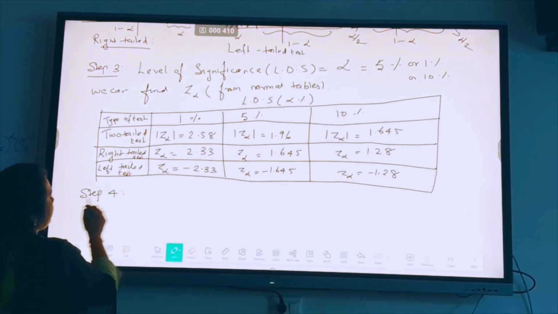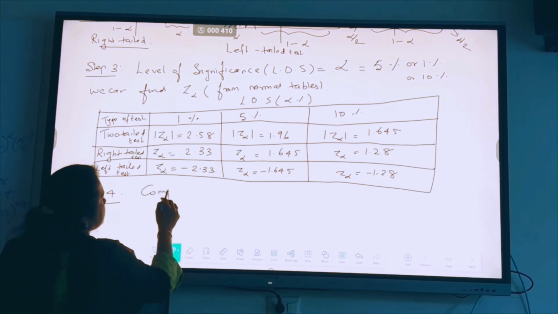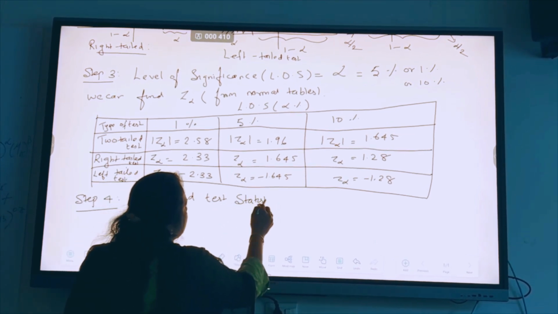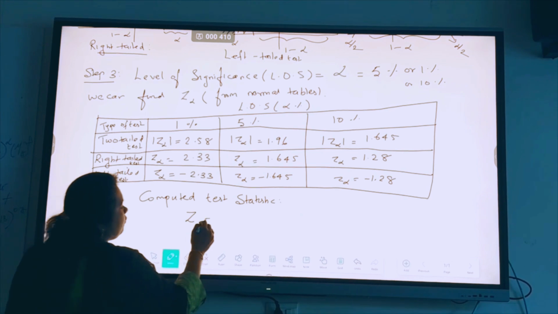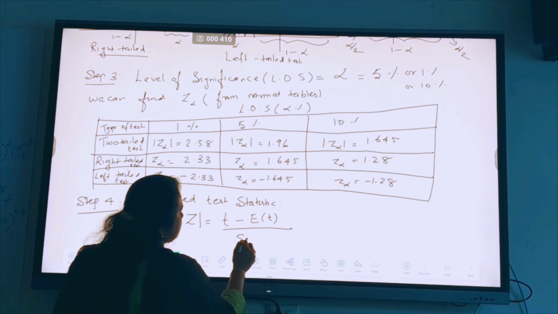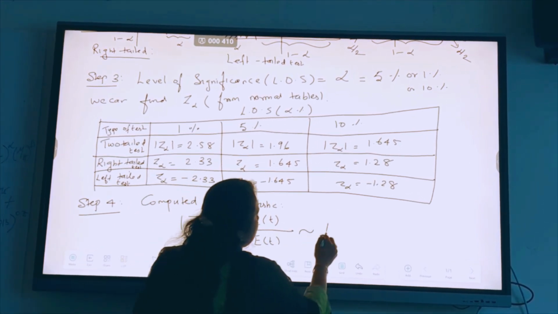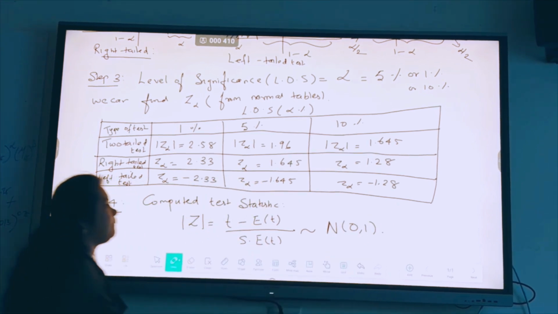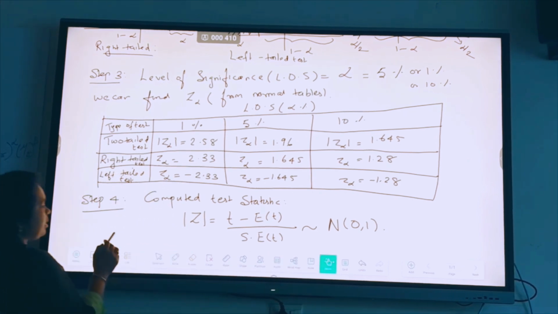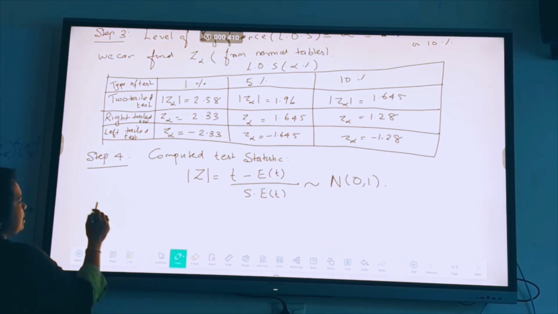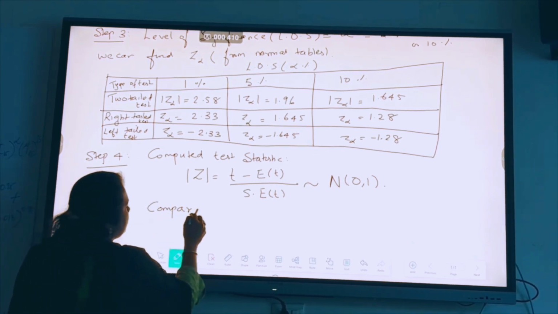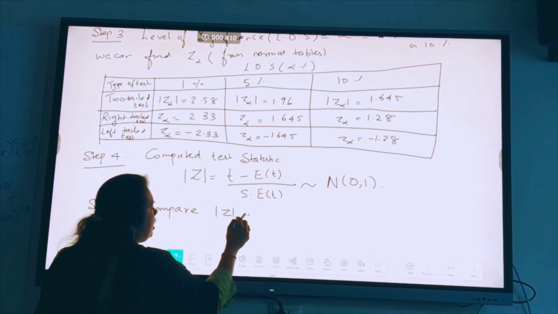Step 4, which is computing the test statistic. The formula is mod Z equals T minus E of T, the expectation of T, divided by the standard error of T, which follows the normal distribution 0, 1, the standard normal variate. Now, after computing this, the next step is to compare the computed Z and Z alpha.